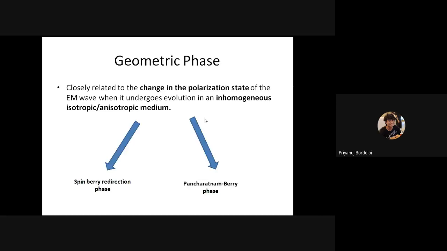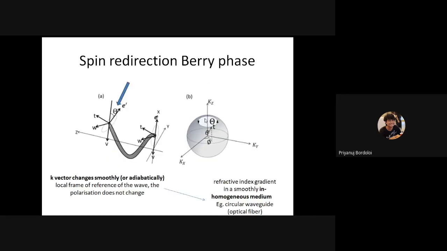I'll be giving a very short introduction to what the two types of geometric phase are. One is the spin redirection Berry phase and one is the Pancharatnam Berry phase. Focus will be more on the Pancharatnam Berry phase. In spin redirection Berry phase, the wave propagates in such a way that the k vector changes adiabatically, or in simple language, it moves so smoothly that in the local frame the polarization state of the wave does not change.